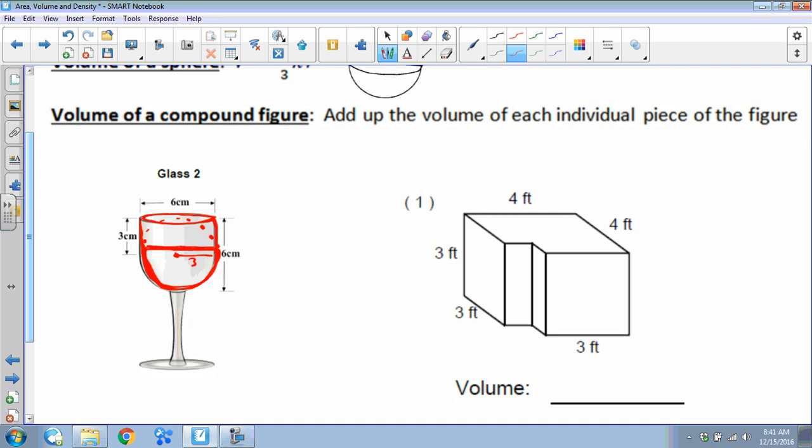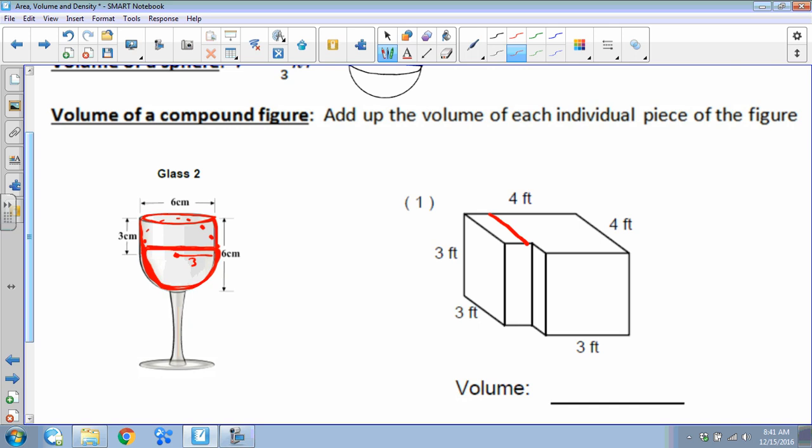If we needed to find the volume of this piece right here, that's not a shape that we just know the volume for. But I can break that up into 2 separate pieces. This piece on the left plus this piece on the right. So you have to figure out what the dimensions of each of those pieces are based on what they gave you. Okay? Yes.